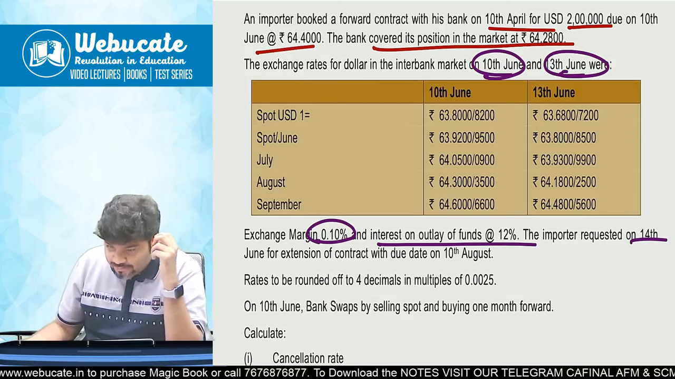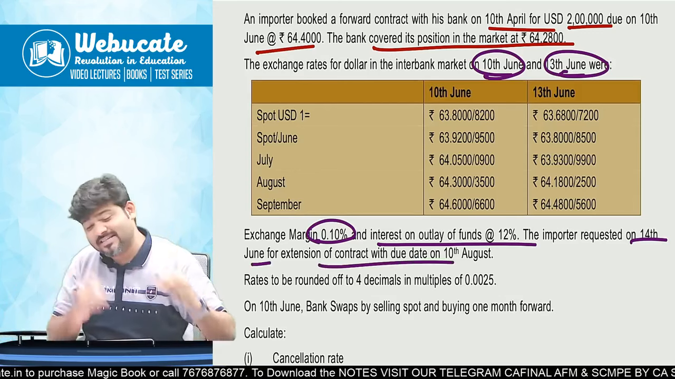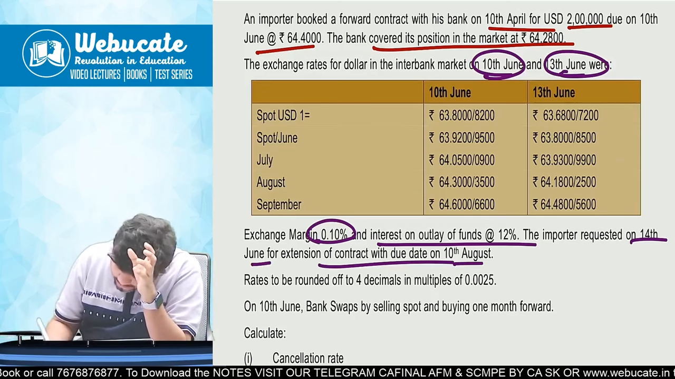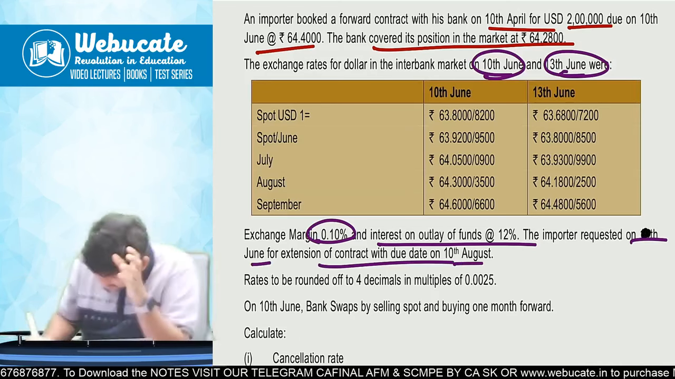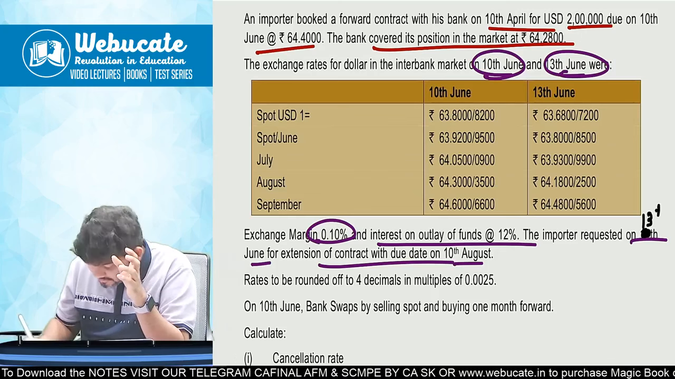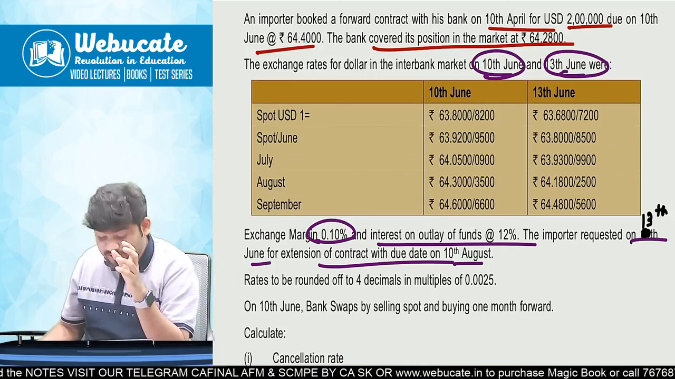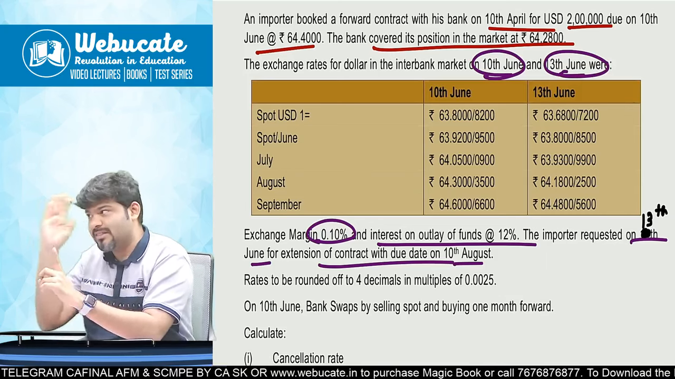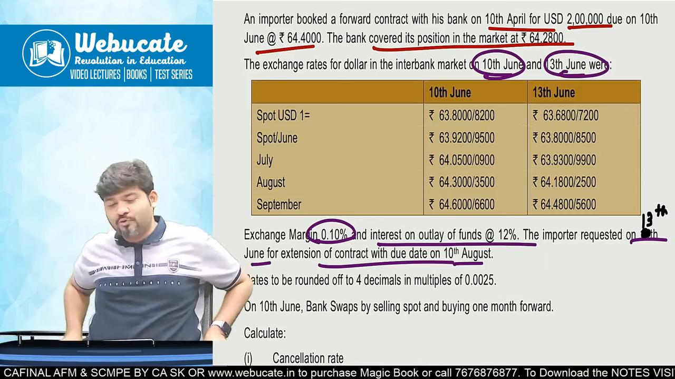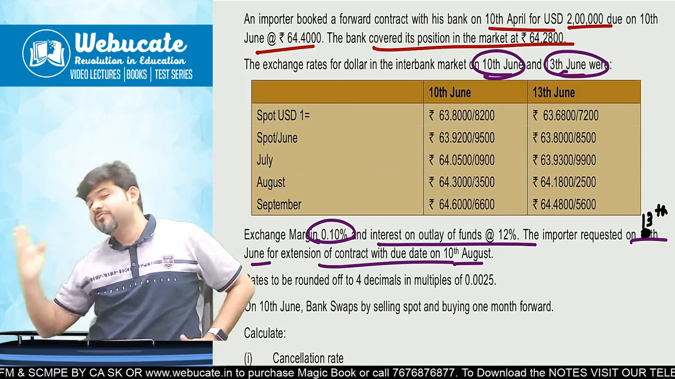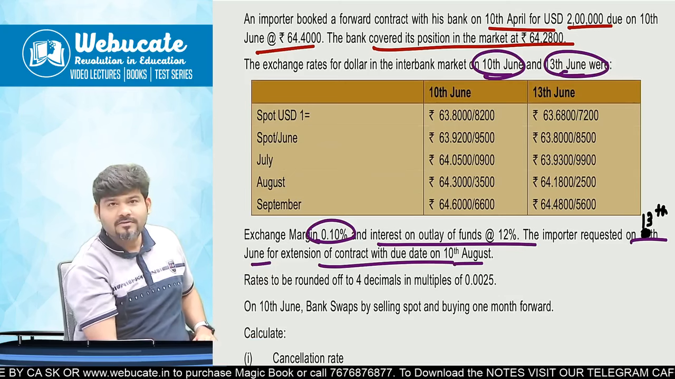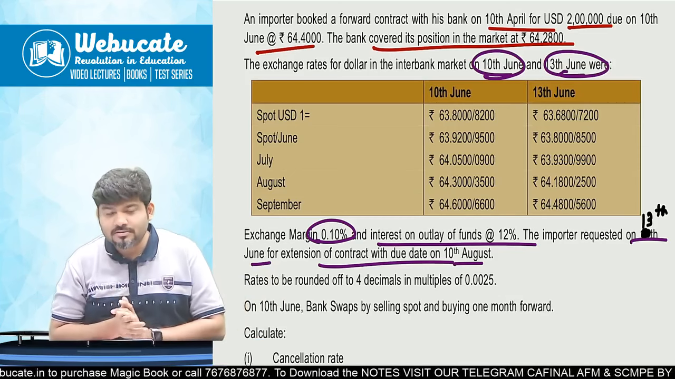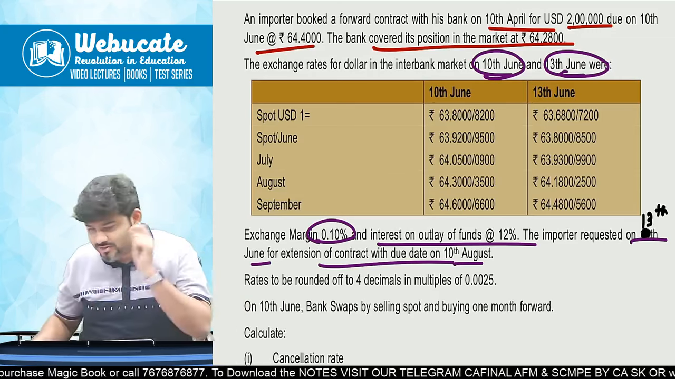Chalo, let's start. The importer requested on 14th June for extension of the contract with the due date on 10th of August. Now, this is a typo by ICAI, so please write down here 13th August. Because if he comes on 14th June, the contract made on 10th April for 2 months expires on 10th June, and we allow till 13th June. If he comes on 14th June, we will not accept it. In short, he cannot come on 14th; he has to come on 13th. Got it? Okay, so this is 13th.